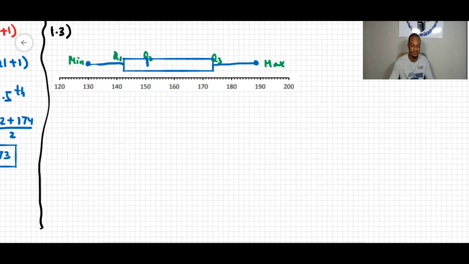Yes, I don't really need to write this. You can just make this like that, this like that, but the median was 151, that line must be here. Okay, yes, now this is the box whisker diagram.